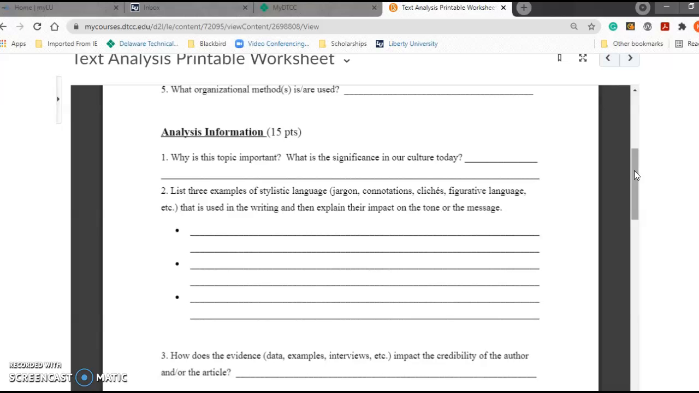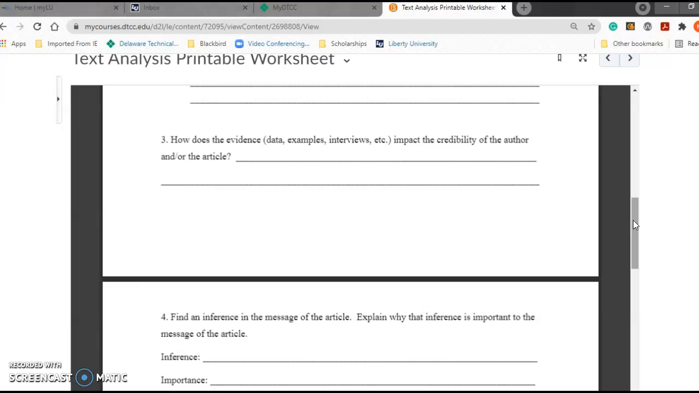You want to identify them and then explain their impact on the tone of the message. So, having that workplace specific content, how does that affect the general reader? Connotations, the feeling the words give off, how does that affect the tone? Cliches, what are they avoiding by using cliches? What do they mean to say? And figurative language, how does that connect to the average reader?